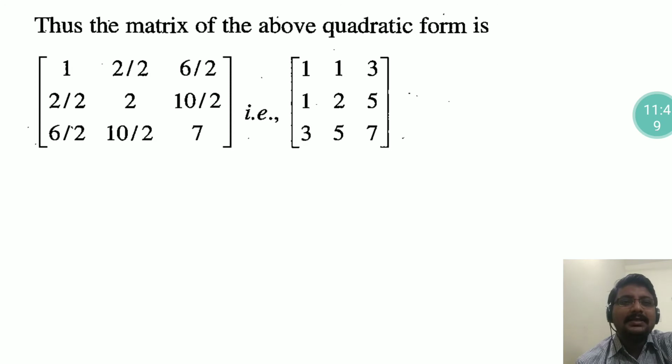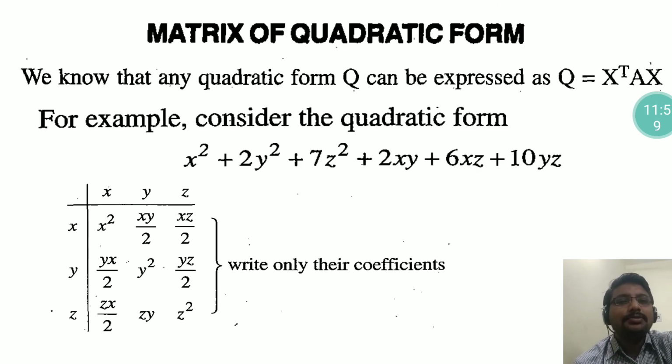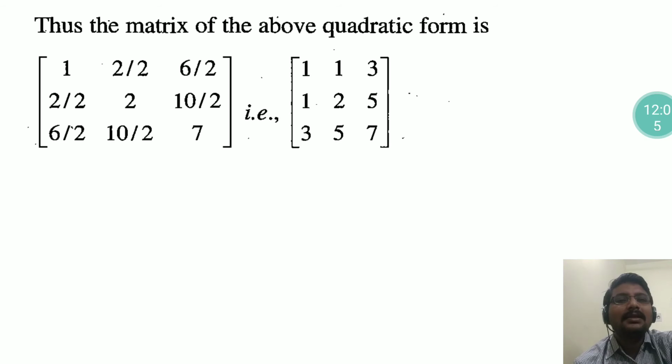Thus the matrix of the above quadratic form has entries 1, 2 by 2, because the coefficient of xy is 2 and we divide it by 2, so 2 by 2 is 1. Then 6 by 2, and so on: 1, 1, 3, 1, 2, 5, 3, 5, 7. It is the required matrix of the given quadratic form. So A is called the matrix of the quadratic form.